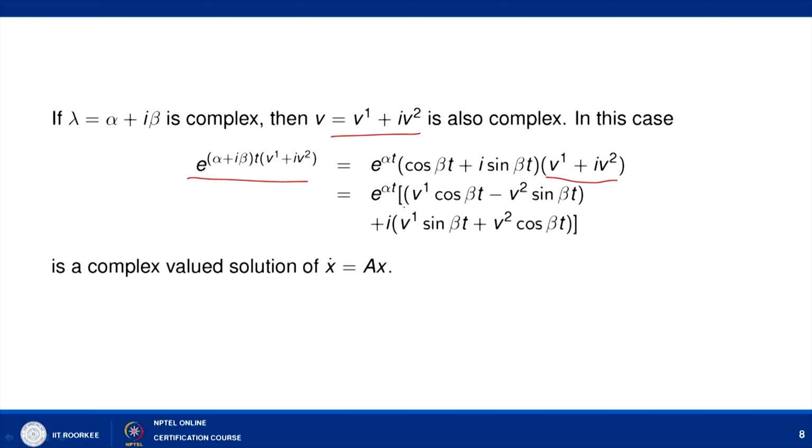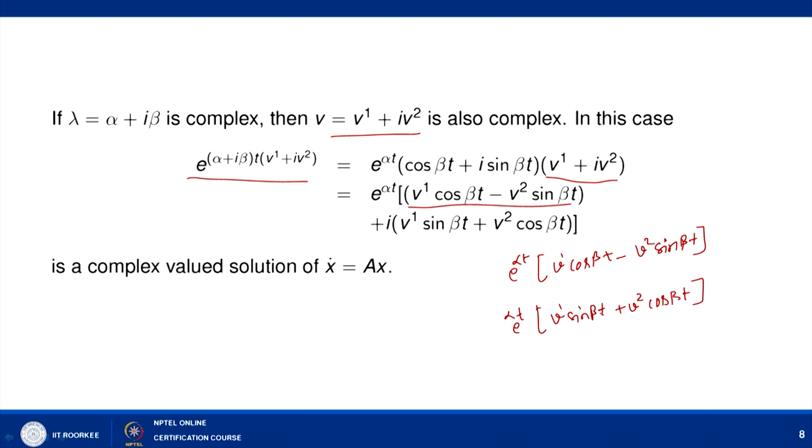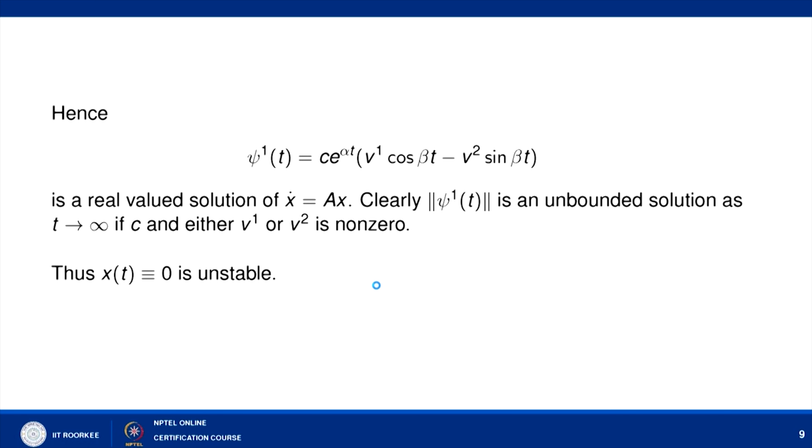So this is your real part. So the real solution I can write as e to the power alpha t times V1 cos of beta t minus V2 sin of beta t. So this is also a solution of x dash equal to Ax, and the imaginary part is e to the power alpha t times V1 sin beta t plus V2 cos of beta t. So out of this complex solution we have got two real valued solutions of x dash equal to Ax.